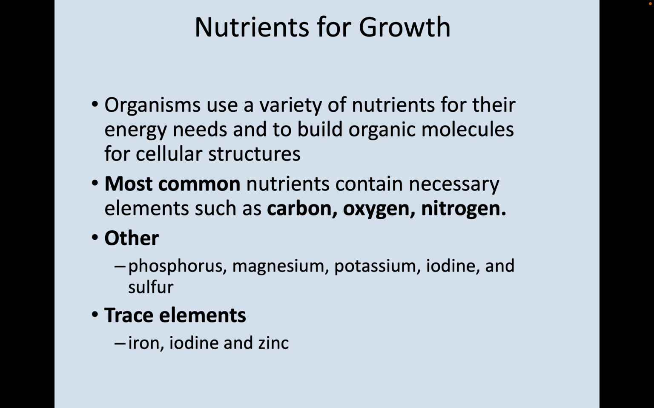So, nutrients required for growth. Organisms use a variety of nutrients for their energy needs and to build organic molecules for their own cell structures. The most common nutrients contain necessary elements like carbon, oxygen, and nitrogen. Other important elements are phosphorus, magnesium, potassium, iodine, and sulfur. There are also trace elements like iron, iodine, and zinc that need to be present.